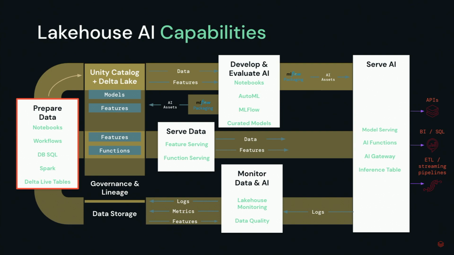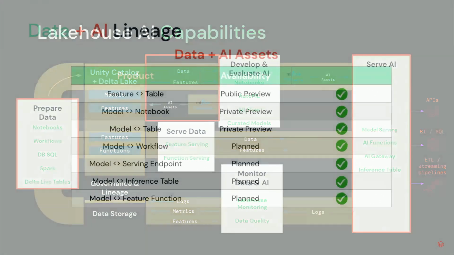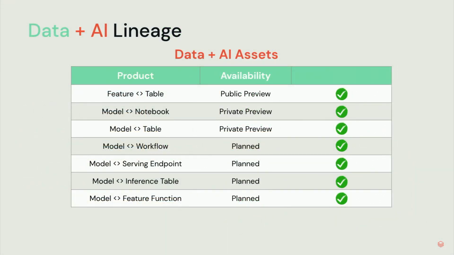A model can have multiple versions, and it can be trained by a notebook, and it can be incorporated with a workflow for training and validation purposes. It may use a feature function to do column-level transformation, and it may be exposed by a model serving endpoint to do the model serving, or just have an inference table to store all your inference requests for further training and validation purposes. We have a bunch of AI products lineage down the road.